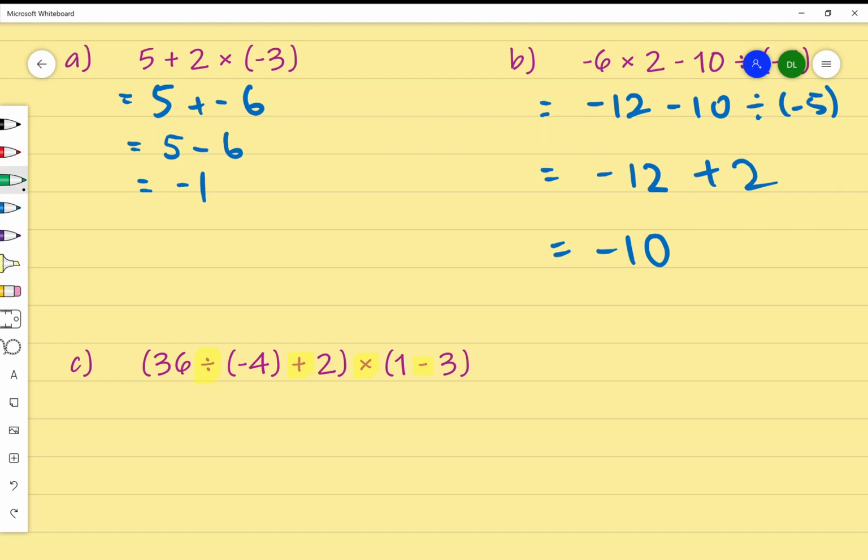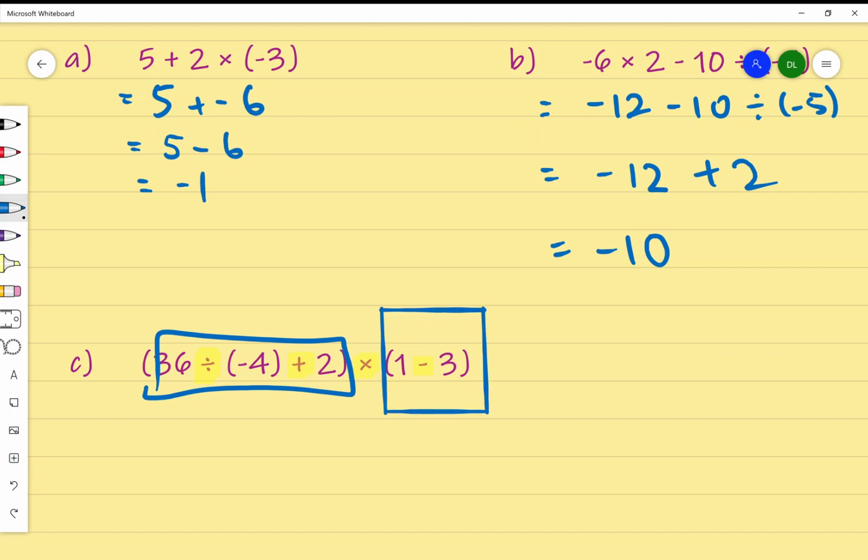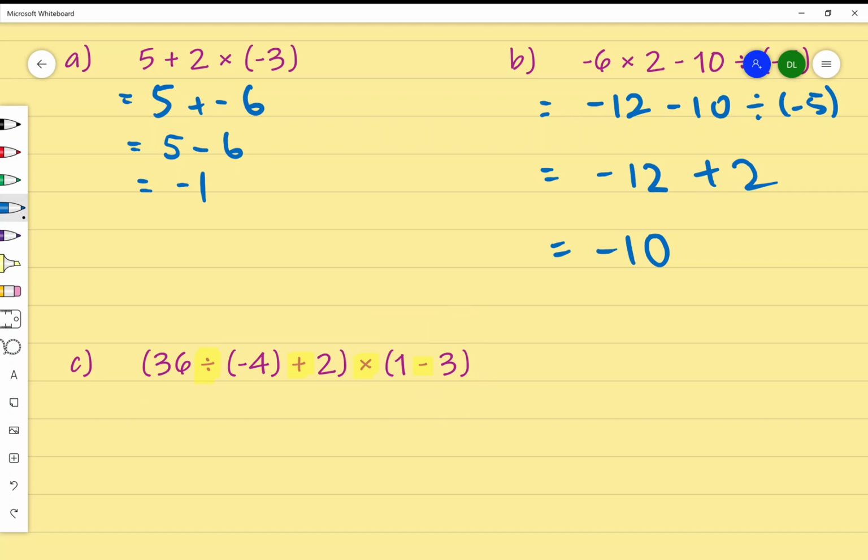How do I know which one to do first? Taylor? You do the one in the bracket, the first bracket. Perfect. We focus on the brackets first. So, I've got a bracket over here, and I've got a bracket over here. Would you agree? Yeah. Awesome. So, let's focus on the one on the left. Inside the one on the left, I've got division and addition.